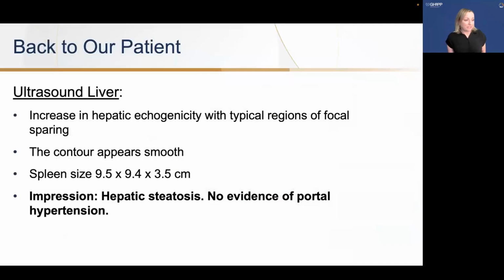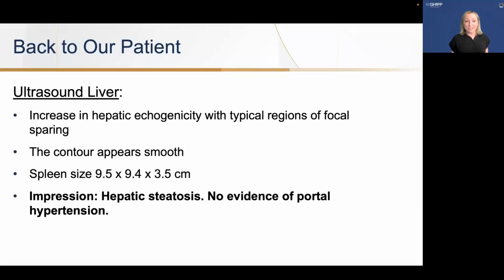So back to our patient. Our patient completed an ultrasound. It showed increased hepatic echogenicity. It was suggestive of steatosis. There's no signs of portal hypertension, which can be seen in later stage fibrosis or cirrhosis. And so this is a typical impression on an ultrasound for a patient with early stage MASLD.